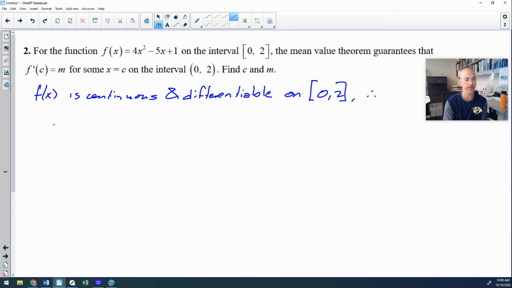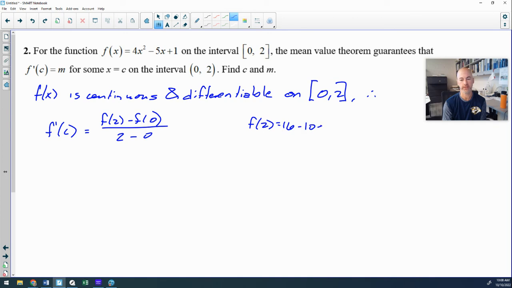Therefore, the mean value theorem says that f prime of c must equal f of b minus f of a, where a and b are 0 and 2, over 2 minus 0. And we will solve this. I'm going to come over here on the scratch paper. I'm going to find f of 2. F of 2 is 4 times 2 squared, that would be 16, minus 5 times 2 is 10, plus 1. 16 minus 10 is 6, plus 1 is 7. F of 0 is going to be 1. And so I'm going to plug those in. So I need f prime of c to equal f of 2, 7, minus 1, over 2 minus 0. And my derivative, f prime of x, would be 8x minus 5.